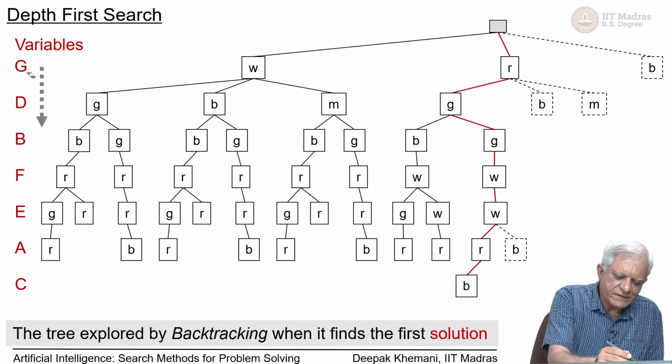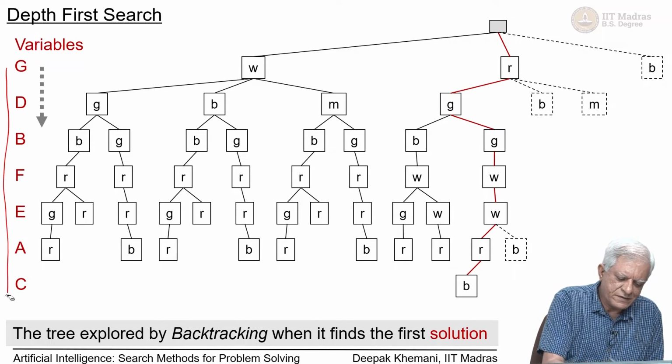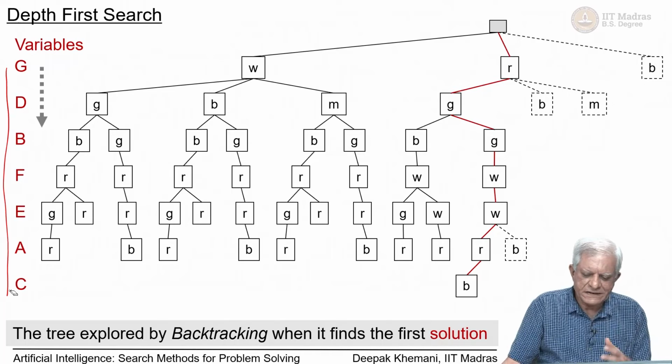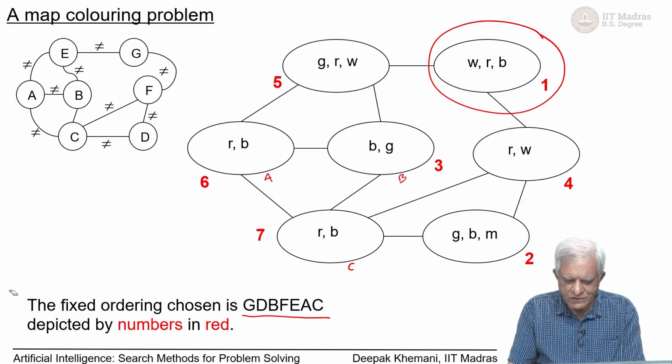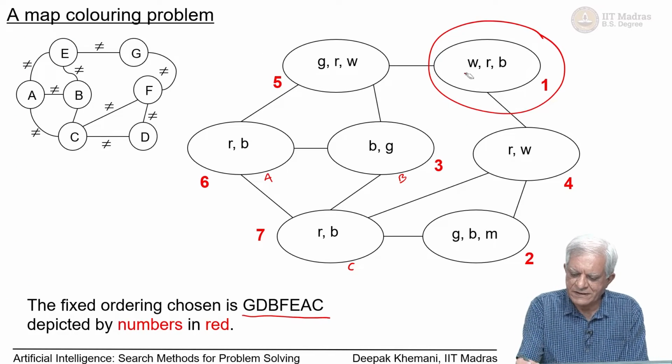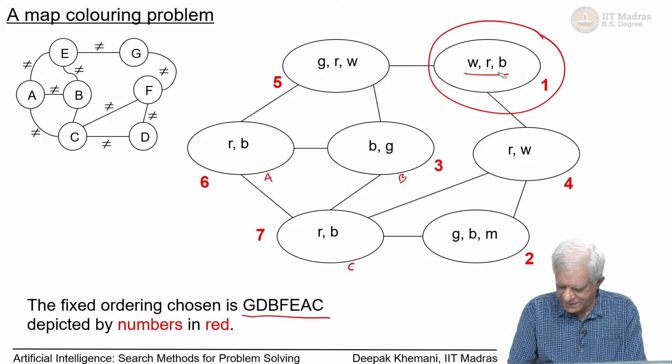So, this is the order that we are working in, right: G, D, B, F, E, A, C, and the algorithm will search through all possible ways. It is basically a depth first search algorithm. As you can see, it looks at the variable G to start with. What does the variable G have? It has 3 values: W, R and B.